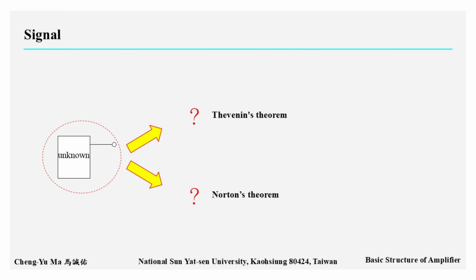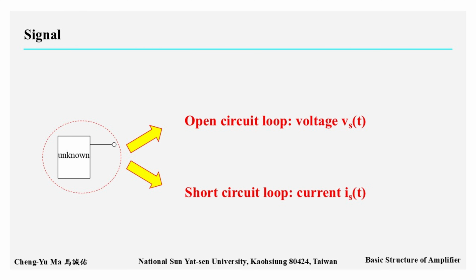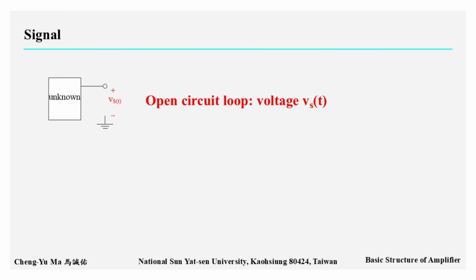How do we obtain the circuit model of a signal source from an unknown signal terminal? To summarize it in one simple sentence, use an open circuit to find the voltage and use a short circuit to find the current. Using an open circuit to find the voltage means leaving the output terminal of the signal source open. Then, measure or calculate the voltage signal at the output terminal. This is the open circuit voltage signal source, Vs.